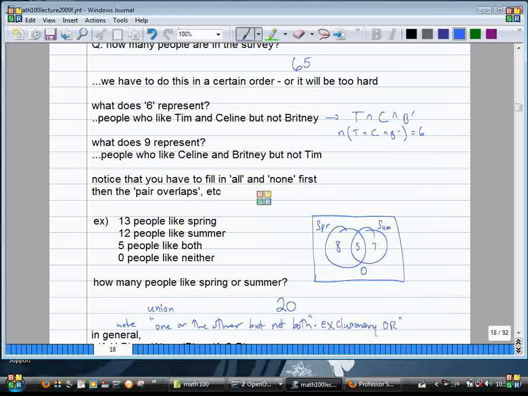Which part? Well, in set notation, we're just talking about the union. So the union would be spring, summer, and then we take the union, and then we say how many, and how do we write how many in set notation? We just take n of that.